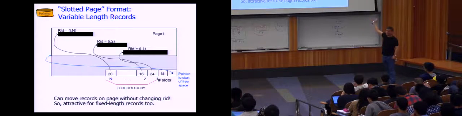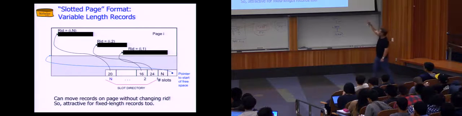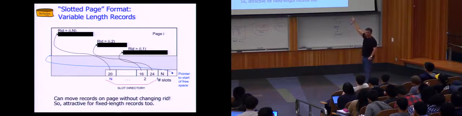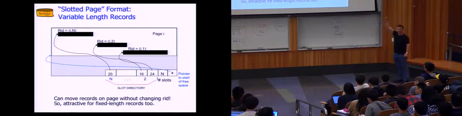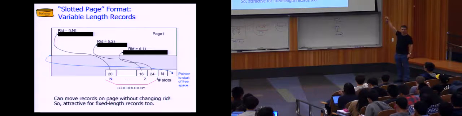Right? So the slot directory is the unique identifier. The slot directory entry is really the unique identifier. The location of the tuple on the page can move. It's that level of indirection between the slot directory and the location of the tuple that allows you to reorg these pages, which is kind of nice. Okay?